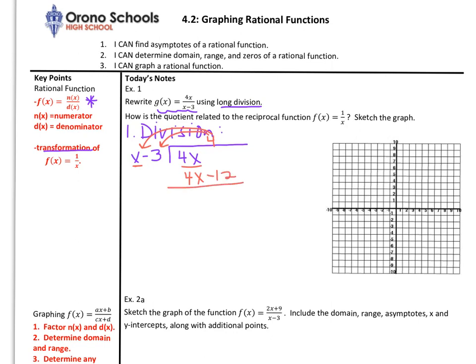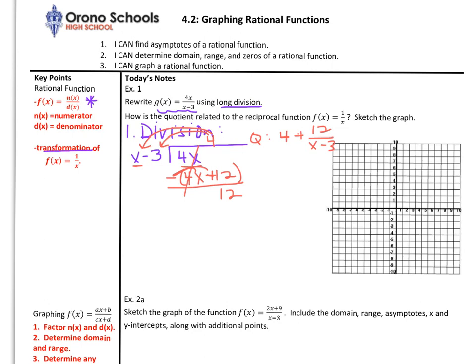Now remember, we subtract this row. So if I subtract everything, I'll subtract the 4x, but then I'm going to actually add the 12. 4x minus 4x cancels out, and we have a remainder of 12. It's that quick to show the division. Our quotient would then be 4, that's it, with a remainder of positive 12 over x minus 3. Now that kind of looks like what we graphed in 4.1.